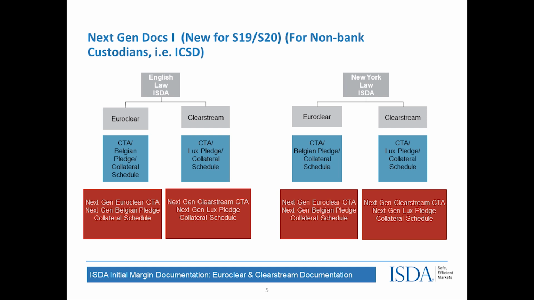So in theory, your ISDA could now be one of English, New York, Irish, or French law governed. So the next-gen Euroclear and Clearstream CTAs have a toggle now for the election of the governing law. It's the same form of document, and you just elect via paragraph 13. So this means that whatever law your ISDA is, you will use the same form of Euroclear Next-Gen CTA or Clearstream Next-Gen CTA and just make an election.